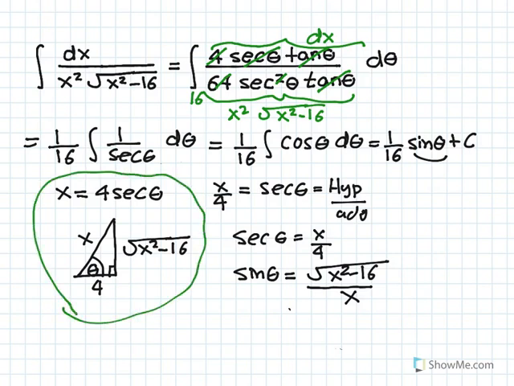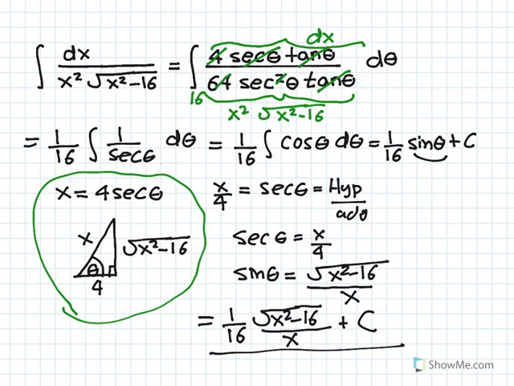All right, so what will our answer be? We have 1 over 16 times sine theta, which is root of x squared minus 16 divided by x, plus constant c. So that is the answer to this integral.